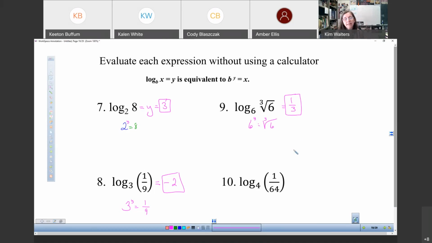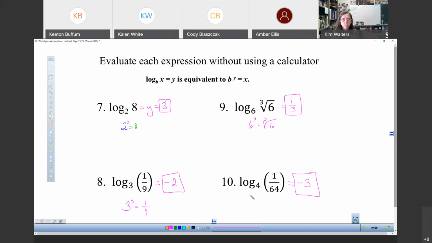Okay. This one is similar to number 8 in that I have 4 to a power giving me the fraction 1/64. So what kind of exponent is going to take 4 and turn it into a fraction? It's going to be negative. And then 4 to what power is 64? That answer would be 3. And so log base 4 of 1/64 is negative 3.